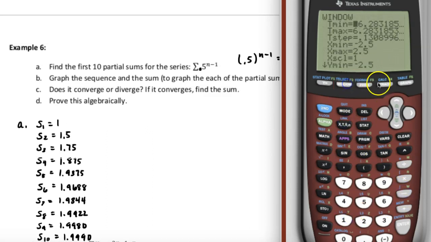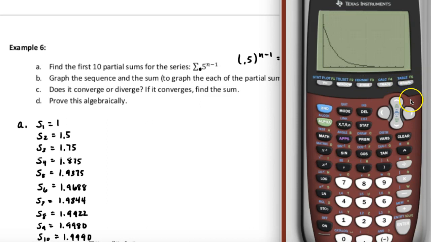And let me adjust my window a little bit. And so I want to go from 0 to 10, and I want my t-step to be 1. I want my x-min to be 0, and my x-max I'm going to go up to 10. And just remember this is going to be the same because x is equal to t. My x scale is 1, and for my y values, let's go from 0 to 2.5.